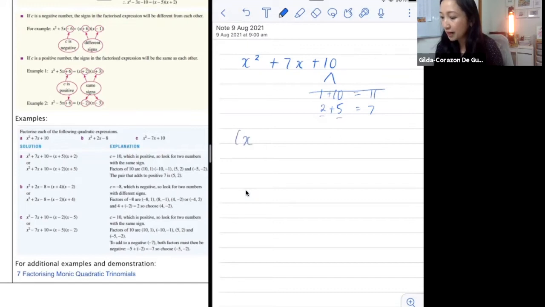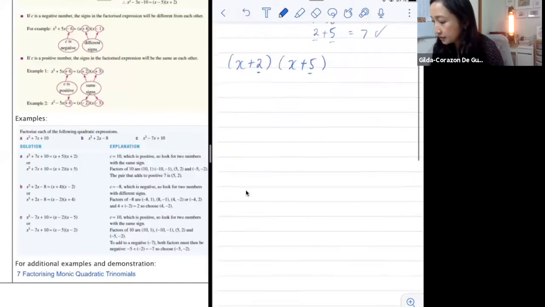We know that when we multiply two binomials, we get a trinomial such as x squared plus something. So it would have to be x plus 2, x plus 5. Now, what's the significance of the 2 and the 5? Those are your factors of 10 that when you add, you get 7, the middle term here.